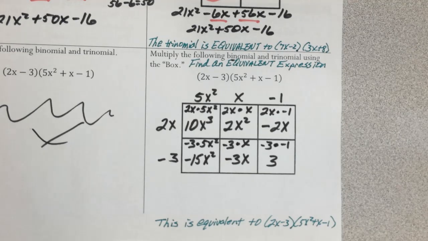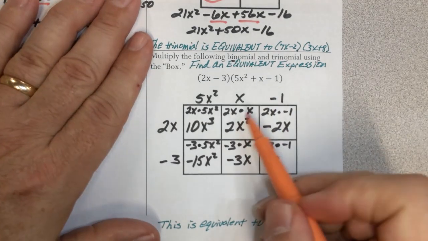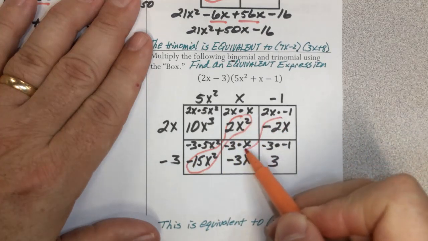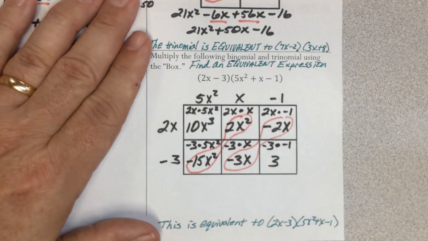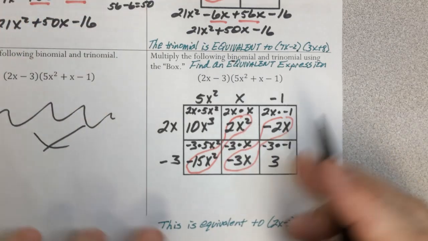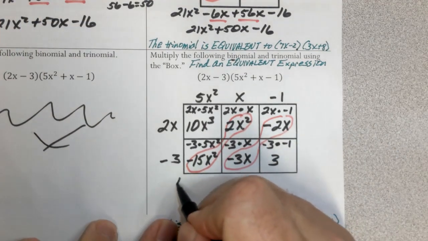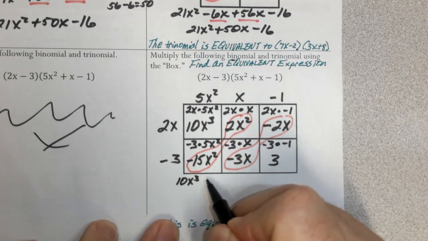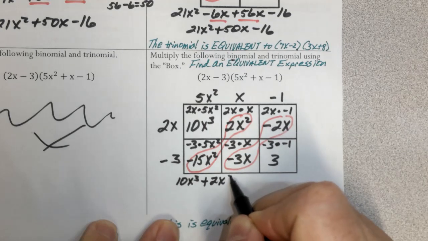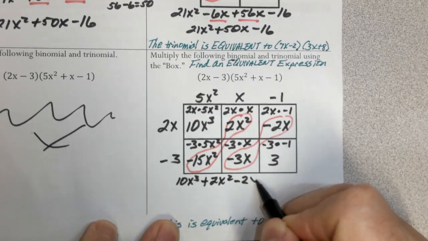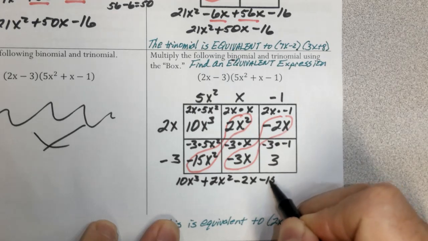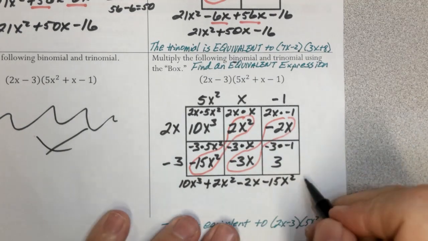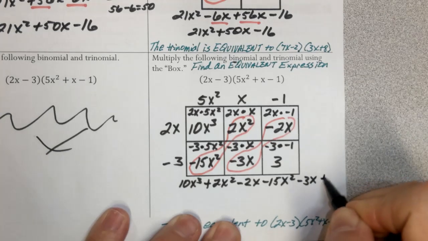Now when we multiply a trinomial, we're going to end up putting our x squared terms together and putting together our x terms. So we're going to go ahead and write it out row by row. So we'll go 10x cubed plus 2x squared minus 2x minus 15x squared minus 3x plus 3.